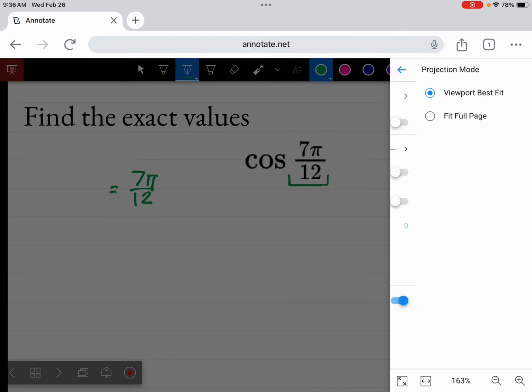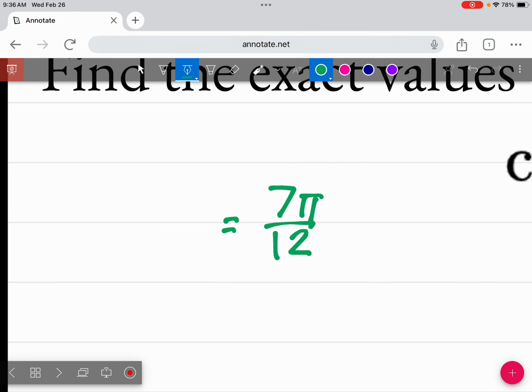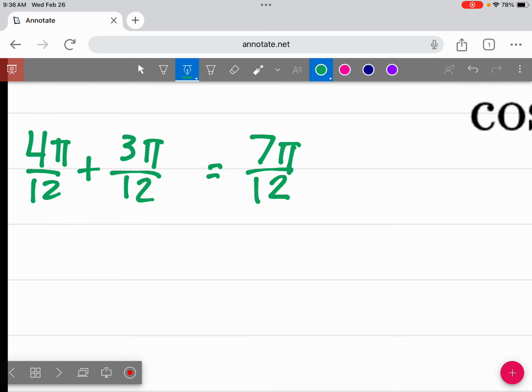Okay, let me change the view so you're not having to zoom in on my brain. There we go. If we take our 4 pi over 12 plus 3 pi over 12, that gives me 7 pi over 12. That's the exact same thing as if I had our pi over 3 and pi over 4.